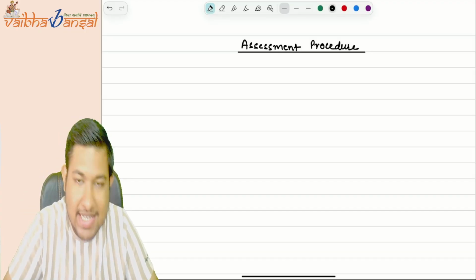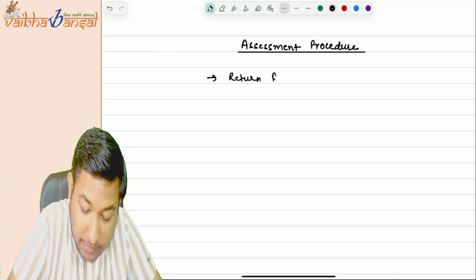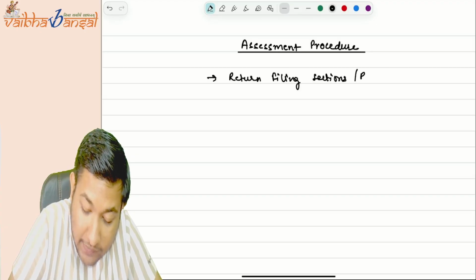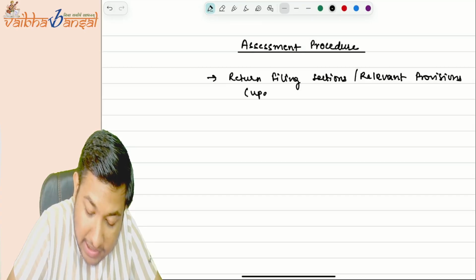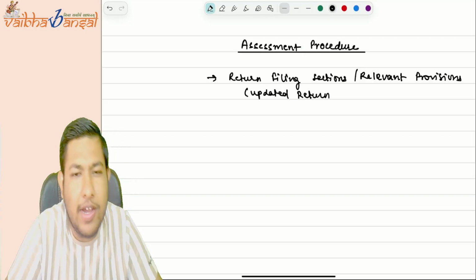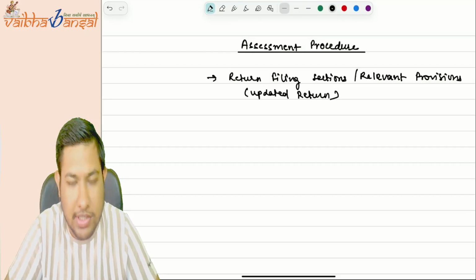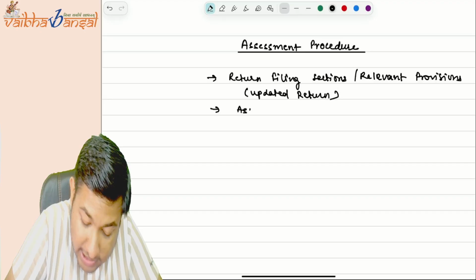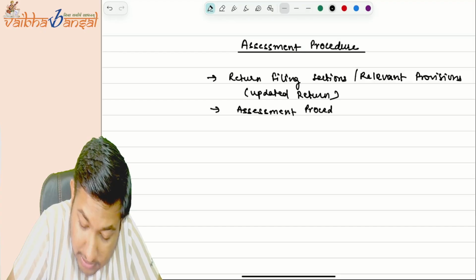See, ICAI has covered two things. First is the return filing sections and relevant provisions, where updated returns and everything is covered here. Updated returns, normal filing, belated return, revised return, defective return, everything is there. And the second thing is the assessment part, the assessment procedures.